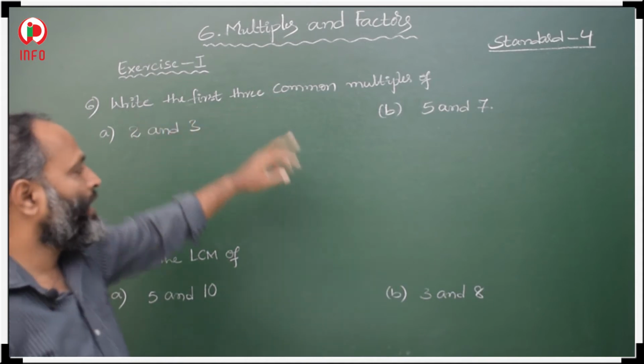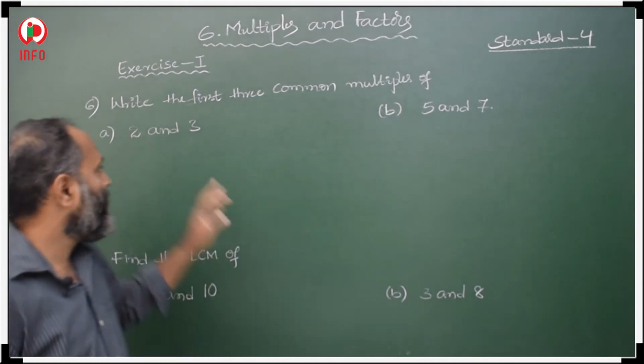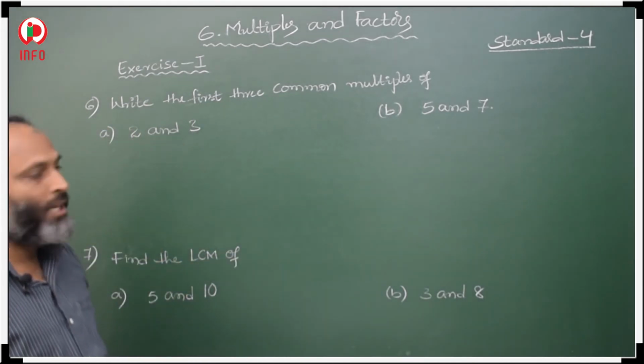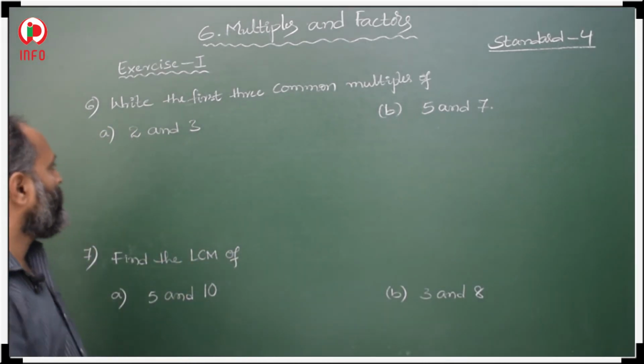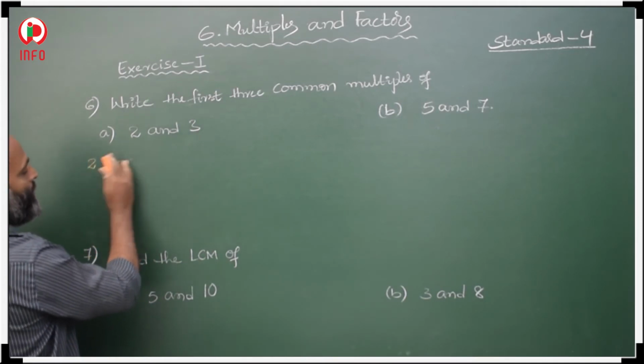Write the first 3 common multiples of 5 and 7, and of 2 and 3. First 3 common multiples we have to write. First, 2 multiples.